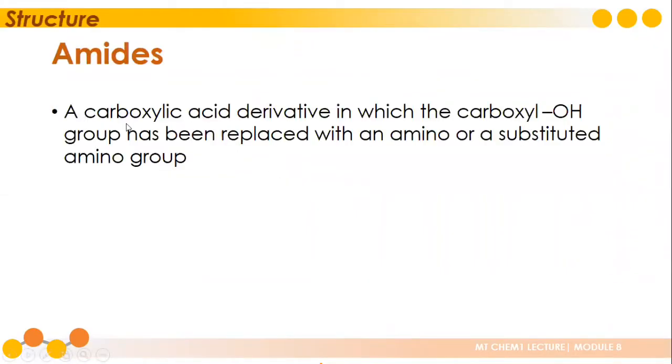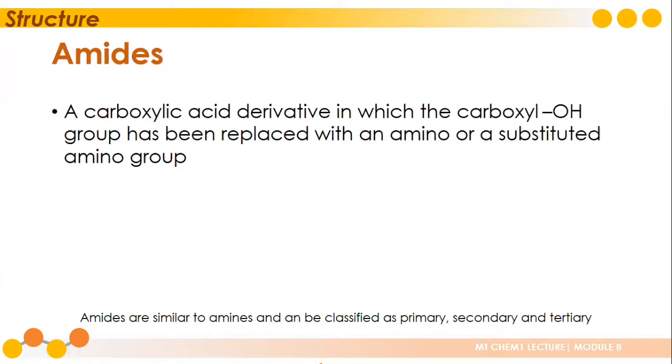So amides are a carboxylic acid derivative in which the carboxyl OH group has been replaced with an amino or a substituted amino group. In the first part of our discussion for Module 8, we discussed carboxylic acids and their derivatives, and mentioned there are amides. So amides simply differ from carboxylic acid by their OH group. Okay, later on, we'll be seeing the comparison between carboxylic acid and amides.